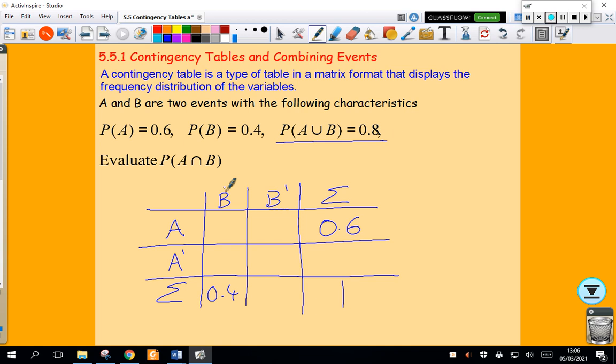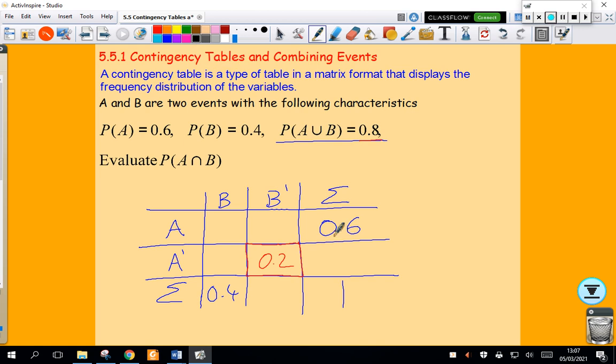Now remember, adding up A union B, I add up all this stuff, I add up all this stuff, I remove the double count. However, that means the only cell that I don't count here is this cell in here. So this is the complement of A union B. This cell is a really important cell. And if A union B is 0.8 and all the probabilities have to add up to 1, well, the complement of A union B has to be 1 subtract 0.8. That's 0.2. And from there I can fill in everything.